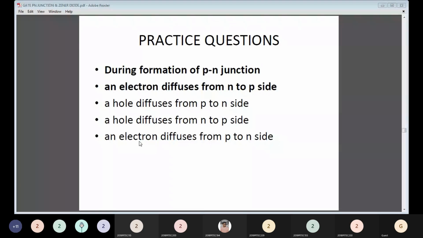Next. During the formation of PN junction diode, electrons diffuse from N to P side, holes will diffuse from P to N side, or holes diffuse from N to P side, or electrons diffuse from P to N side. So while forming a PN junction diode, electrons will be diffusing from N-type material and will cross over the depletion layer to recombine with the holes in the P-type material of the PN junction diode. Option A is the right answer.